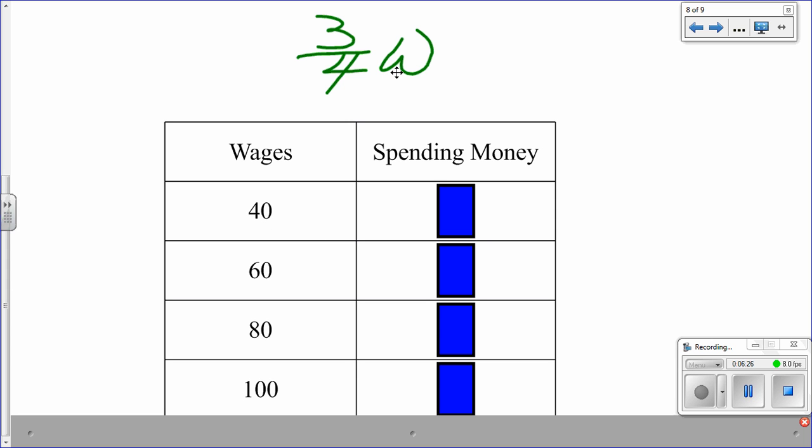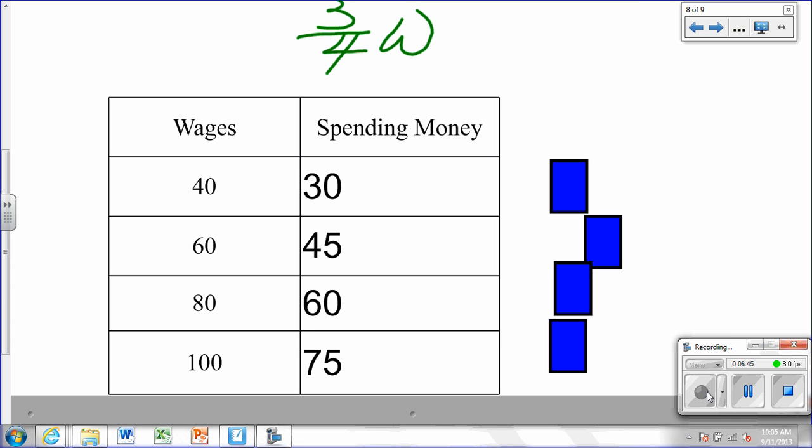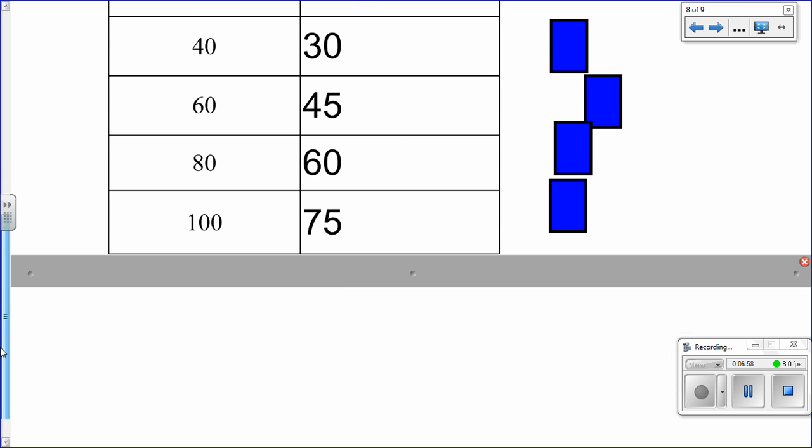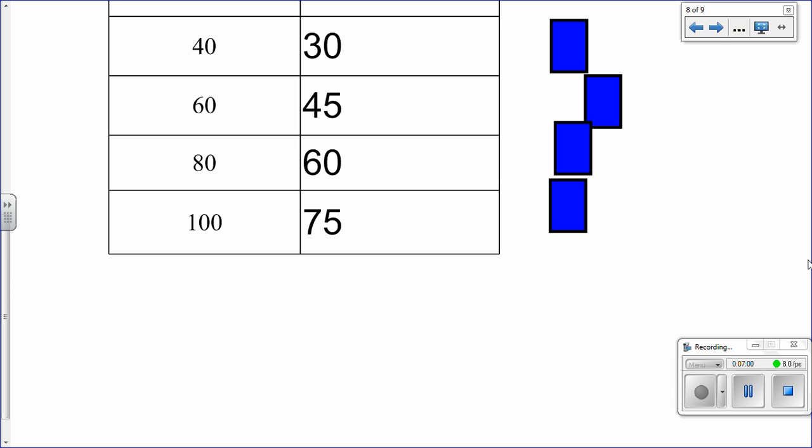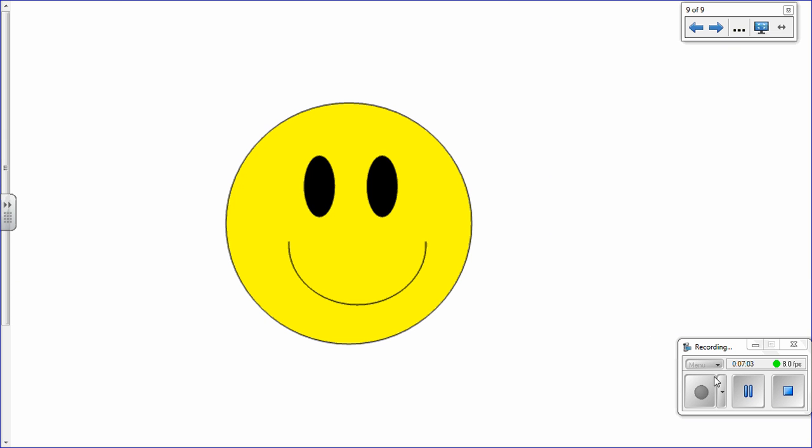Okay, you can make a chart. Substitute in $40 for W. So you have, and I lost it. You will have $30 left. $60, you'll have $45 left. If you earn $80, you'll have $60 of spending money. And finally, $100, you'll end up with $75 worth of spending money.